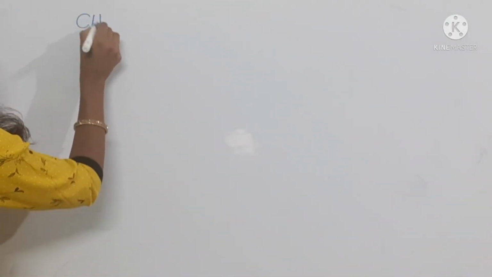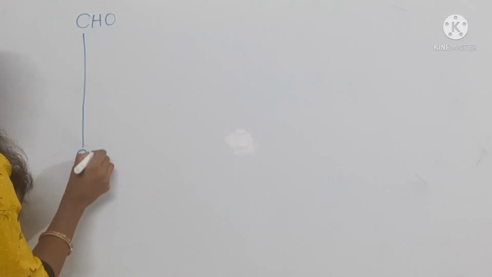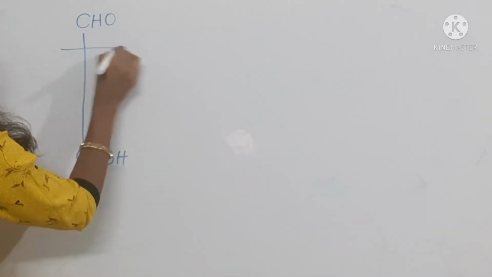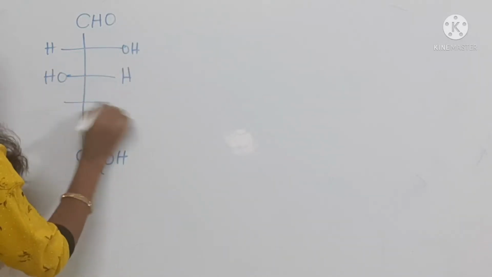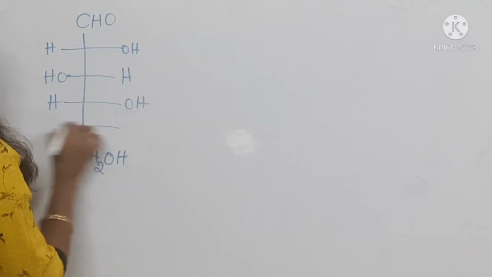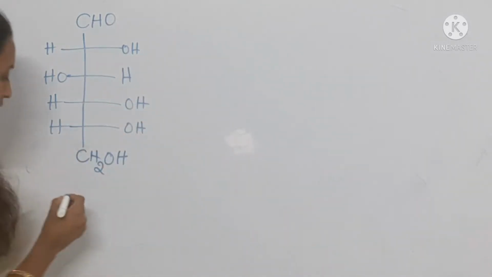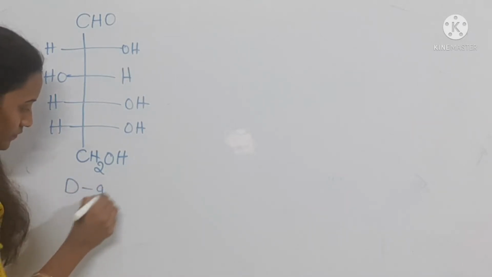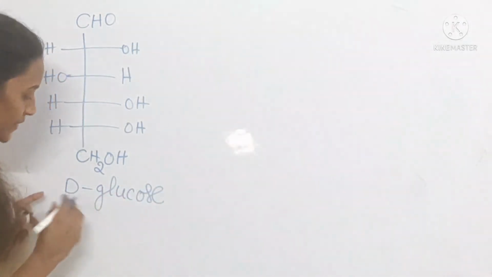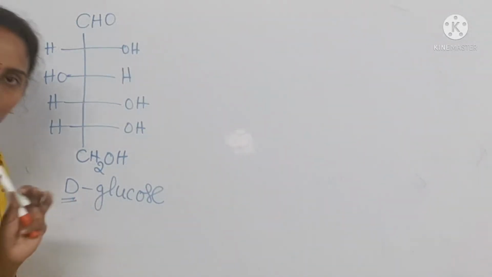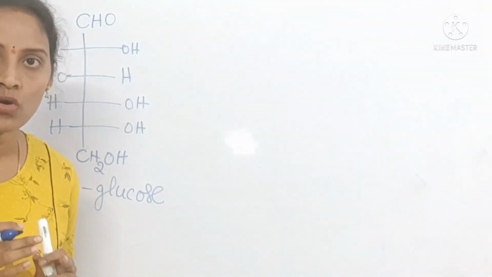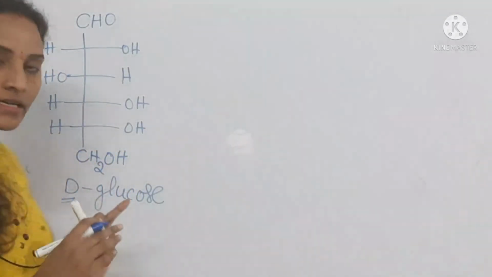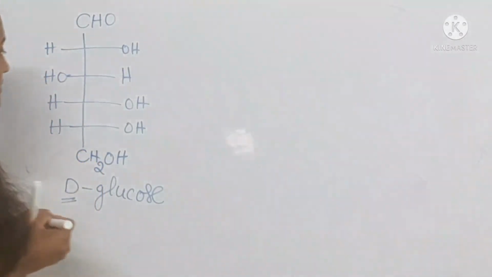You can take glucose, CHO, this is CH2OH, with HOH on each carbon. This is the D-glucose. Why is it capitalized? Here I am writing D-glucose with capital D. We will discuss later about D-glucose and L-glucose, not small d, small l. Here capital D and capital L. We will discuss that later in another class.